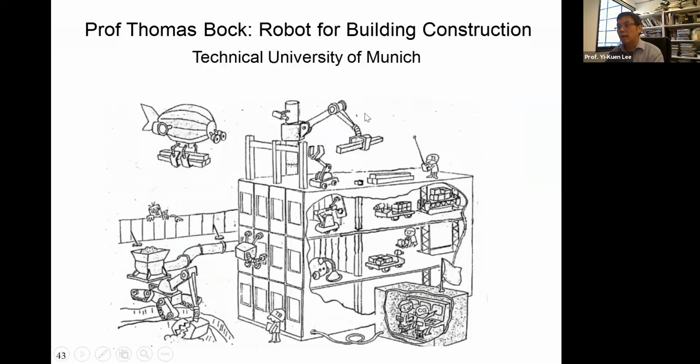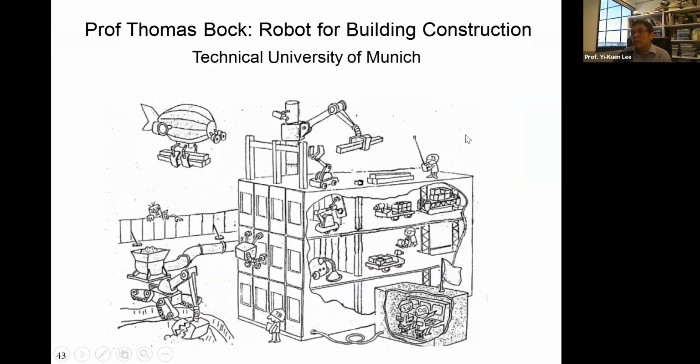And of course, as I showed you, this kind of construction robot is also an important area. Professor Thomas Bock from TU Munich in Germany is an expert in this field. He has done his own research on this for almost 20 to 30 years.